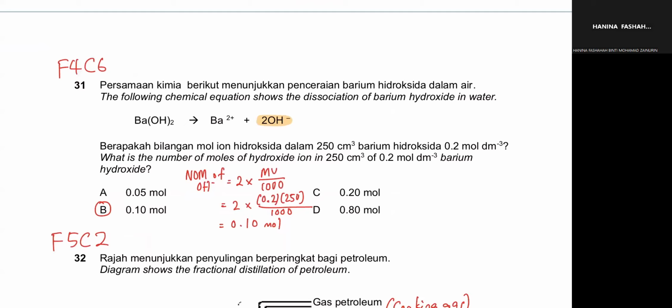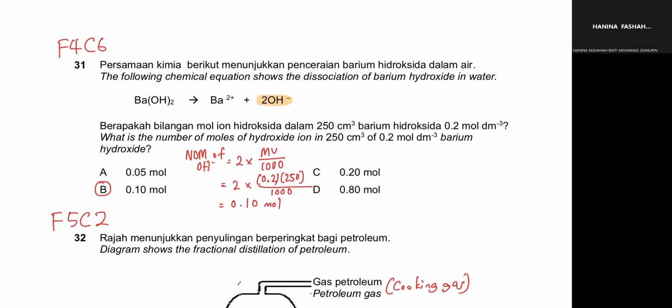Then question 31 is B. I remember this one is also 2OH minus. OH minus means 2OH minus, so you times 2. You calculate the number of moles, MV over 1000. After that, you times it by 2, because this one is diprotic. If there is only 1 OH minus, then you don't need to times 2. If like this you got 2 OH minus, you need to times 2 here.